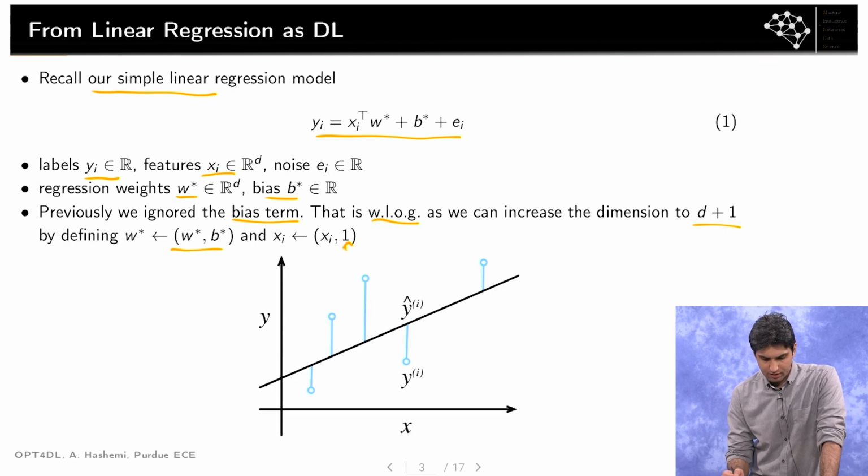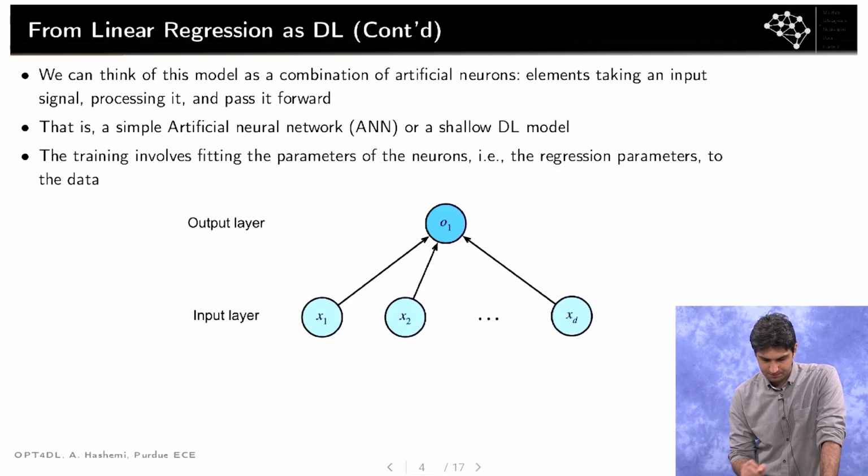The goal, again, as demonstrated in this figure, is to learn the slope and the intercept of a line that crosses through the data, that fits the data as well as possible. Okay. So that's the linear regression model.